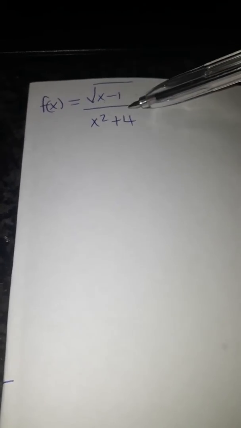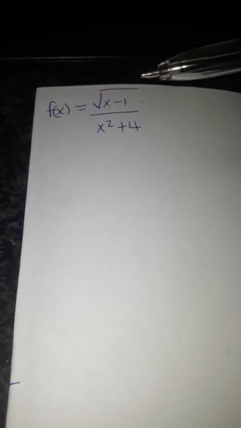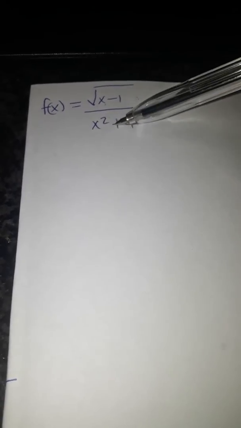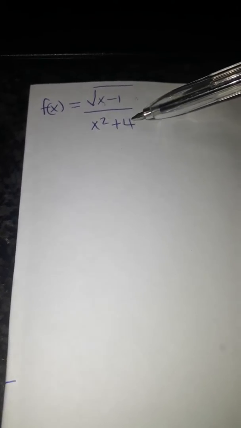Now, if you take a close look at the denominator, you see it's x squared plus 4. X squared plus 4 is always going to be a positive number, because 4 is a positive number and x squared is either going to be 0 or a positive number. So when I add 0 or another positive number to 4, the answer is always going to be positive. So it is not possible for the denominator to be equal to 0. So I don't need to worry about that.